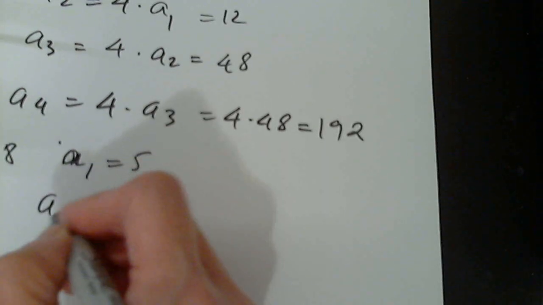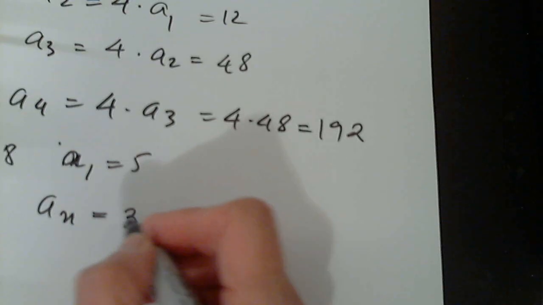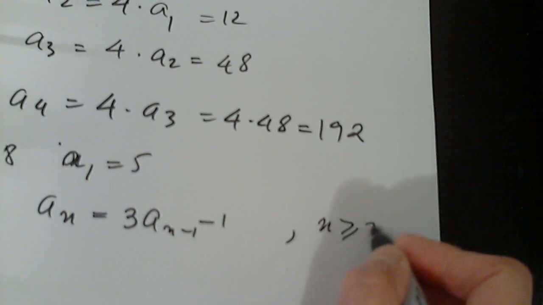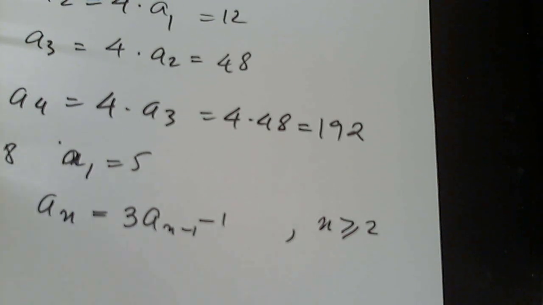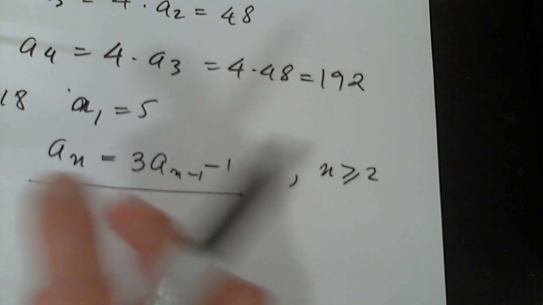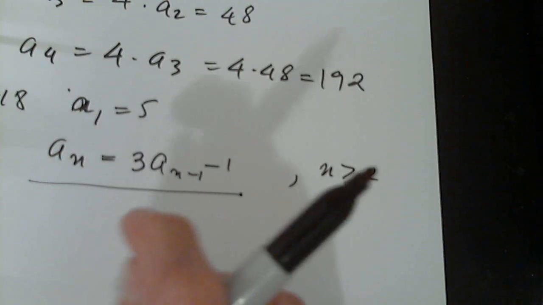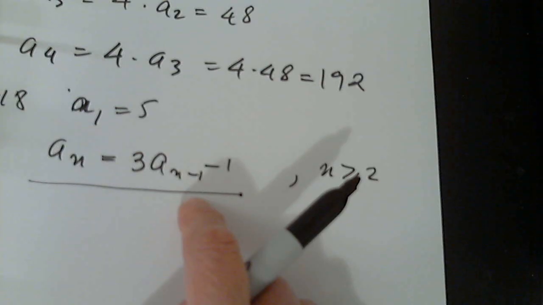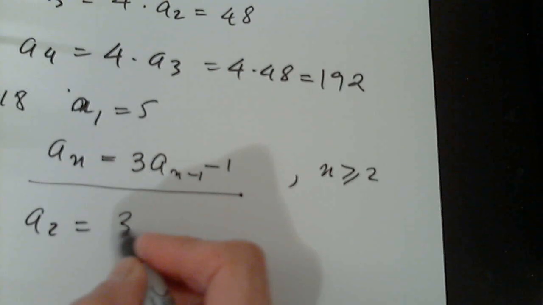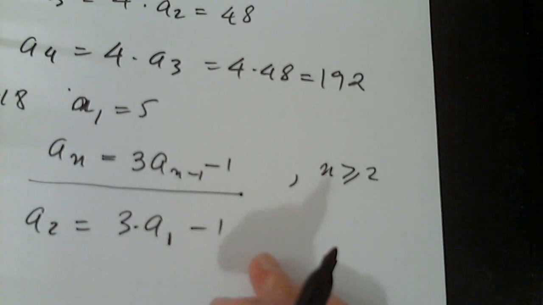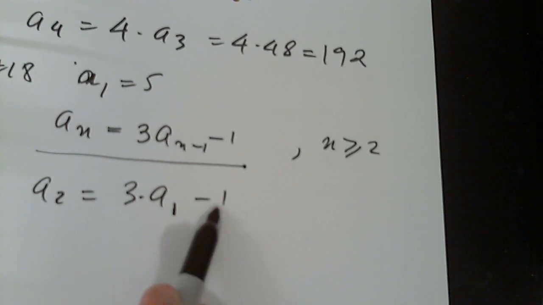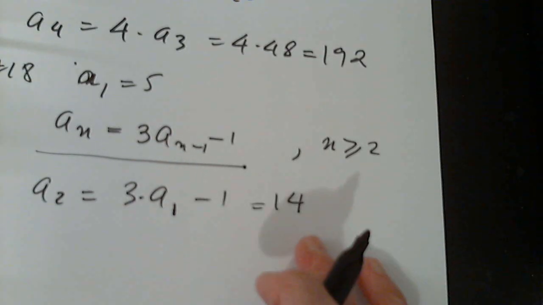A1 equals 5. A sub n equals 3 times A sub n minus 1, minus 1, of course, for n greater than or equal to 2. Good. So now let's understand this formula. A sub n equals 3 times the previous term, but minus 1. So A sub 2 would be 3 times A sub 1 minus 1. But A sub 1 is given to us. 3 times 5 is 15. 15 minus 1 is 14.